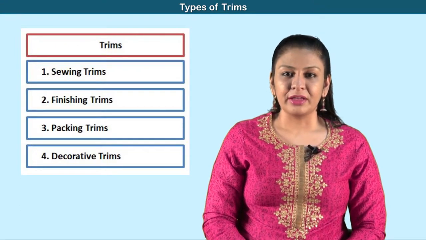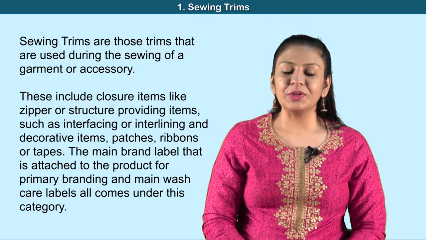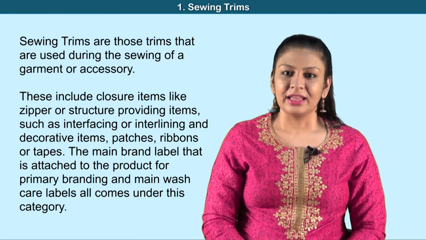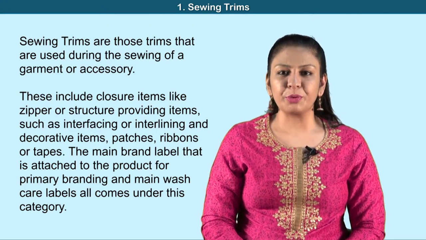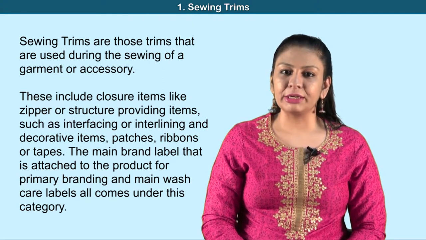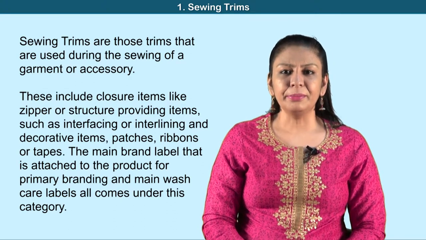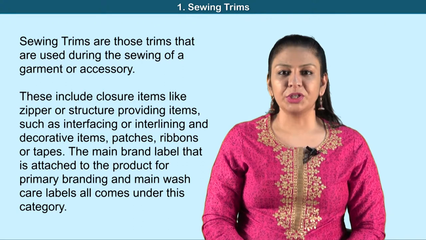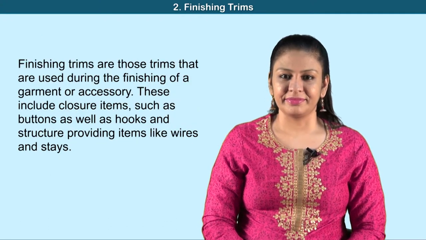To recap the previously studied modules of this unit, sewing trims are those trims that are used during the sewing of the garment or the accessory. These could include closure items like zipper or structure providing items like interfacing or interlining. It could also include decorative patches, ribbons or tapes. The main brand label that is attached to the product for primary branding and main wash care labels that are sewn into the garment all come under this category.